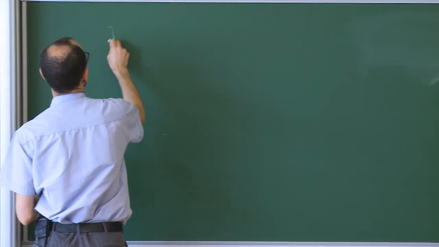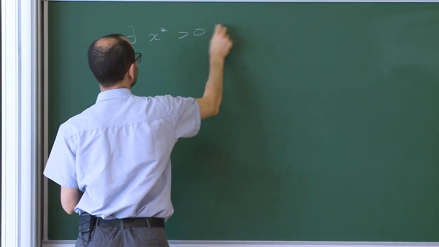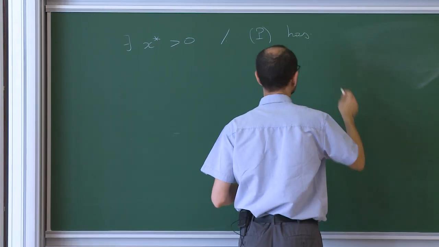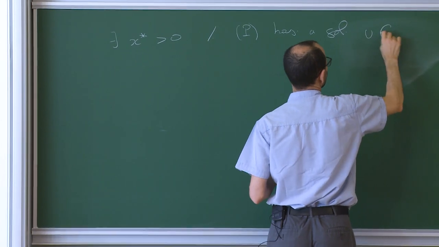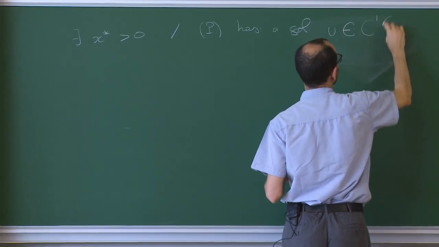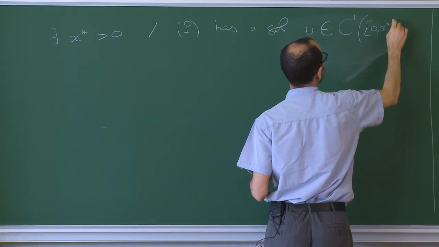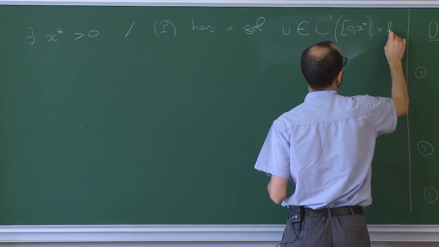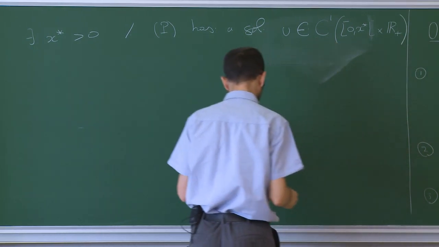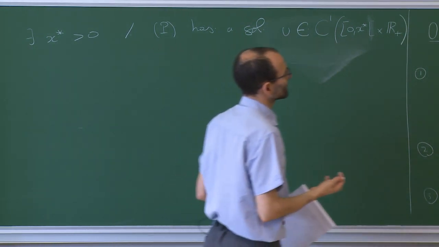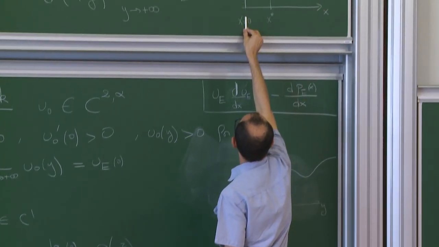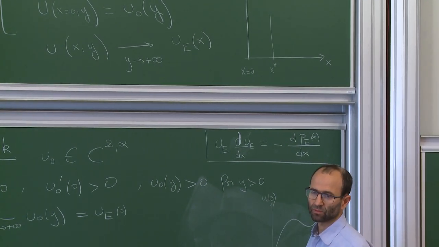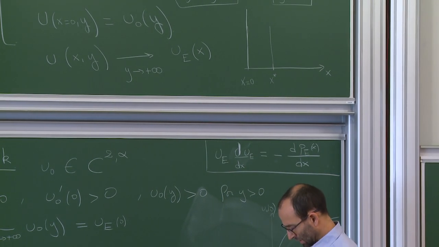The conclusion is that if we have these, then there exists x star positive such that the Prandtl system has a local solution, which is, let's say, C1 in [0, x star) open, I mean, it can blow up at x star, times R plus. So basically you can solve from x equals 0 till x equals x star, and at x star something bad can happen or some separation happens.